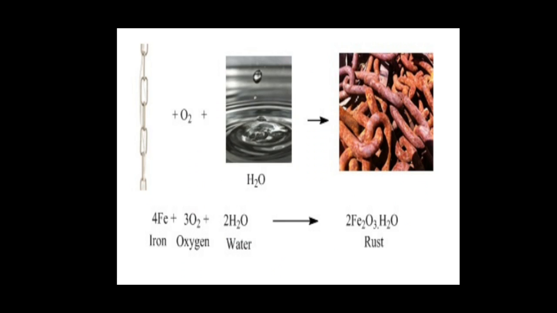So here is the chemical equation for this process. Fe means iron, O2 is oxygen, H2O means water. The moisture means it's a mixture of air and water. And here's the chemical equation for rusting: Fe2O3·H2O. Actually Fe2O3 means iron oxide. The iron oxide is then rust.